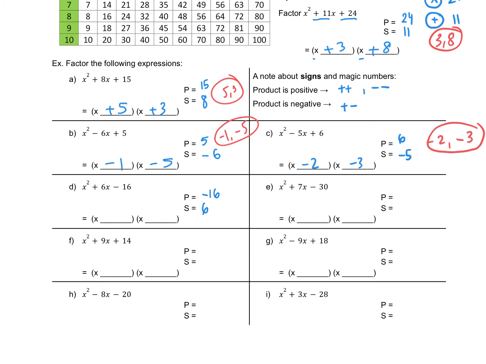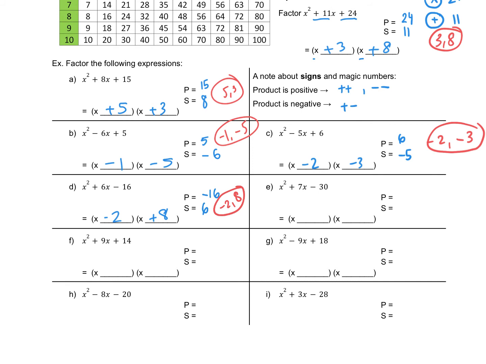So if I divide by 2, I get 8. So 2 and 8, well, they add up to 10, but if I make one of them negative, as we have previously determined, I would get 6. So negative 2 and positive 8 adds up to 6, so that's perfect. So x minus 2 and x plus 8.